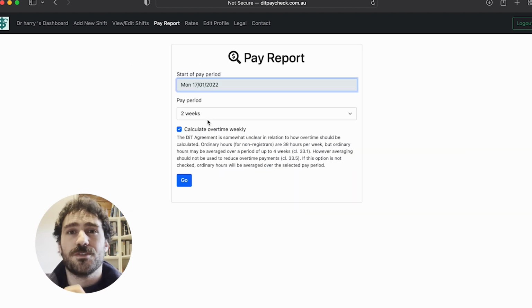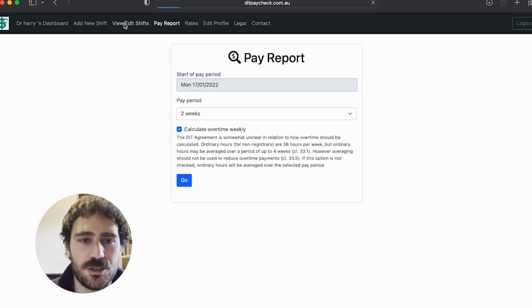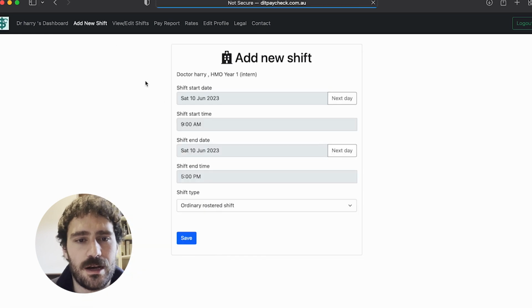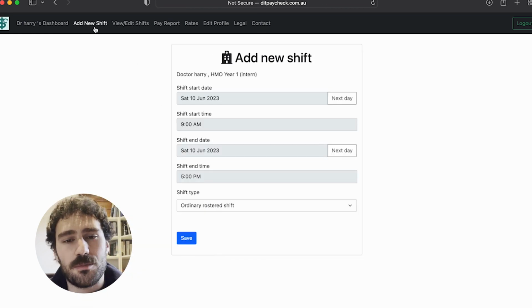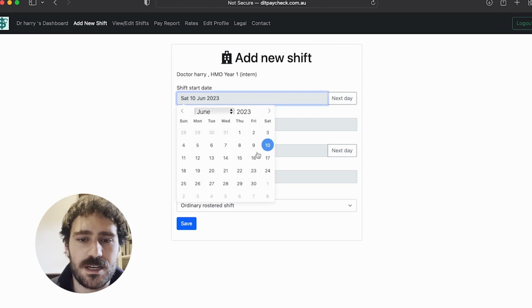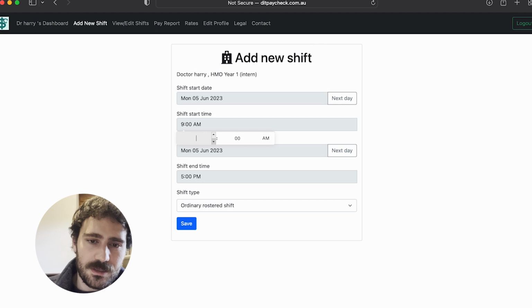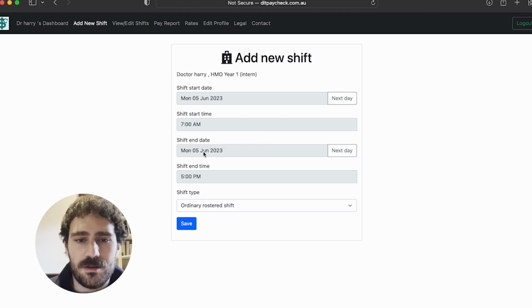So yeah, that's that. So what I've got here is a pay slip that I've already put in shifts for. To just show you, for example, you can add a new shift by pressing this button here, and you just go the start of the shift date. So you might do a shift on Monday, the 5th of June. It might start at 7 a.m. and it might finish at 6 p.m. and it's an ordinary rostered shift.